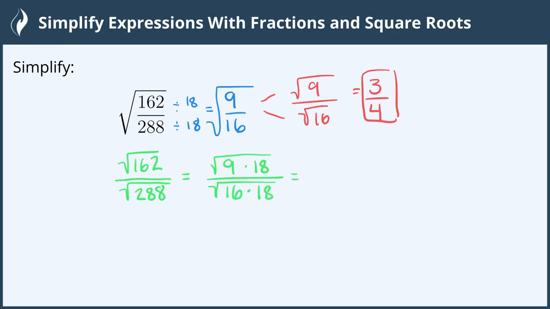And so we can then work numerator and denominator this way. So we end up with the square root of 9 times the square root of 18 divided by the square root of 16 times the square root of 18. And since the square root of 18 divided by the square root of 18 cancels, we just square root the 9, which gives us a 3, and the square root of 16, which gives us a 4.